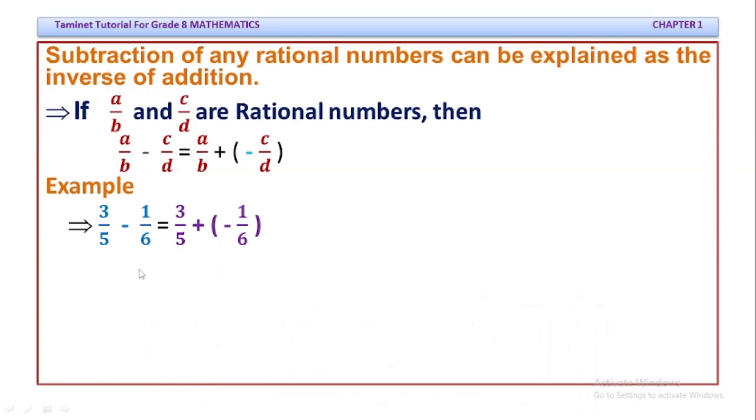3 over 5 minus 1 over 6. Now we can change the subtraction into addition because subtraction is the inverse operation of addition. Here positive and negative, positive times negative. We will discuss multiplication of rational number, how to multiply the sign first. Positive times negative is negative.